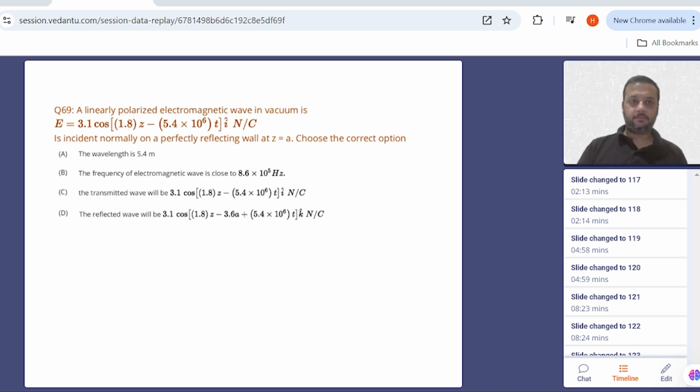Let's look at this question. A linearly polarized electromagnetic wave in the vacuum is incident normally on a perfectly reflecting wall at Z equals A. So suppose this is the wall at Z equals A, and this is the Z axis. The light wave is propagating like that, and the electric field is oscillating along the i direction.